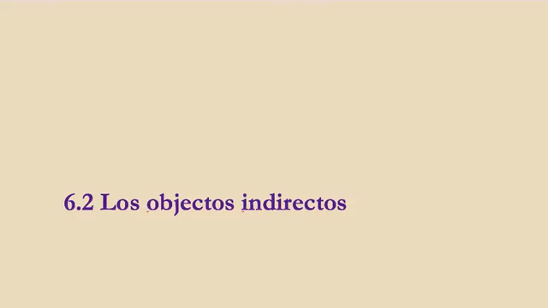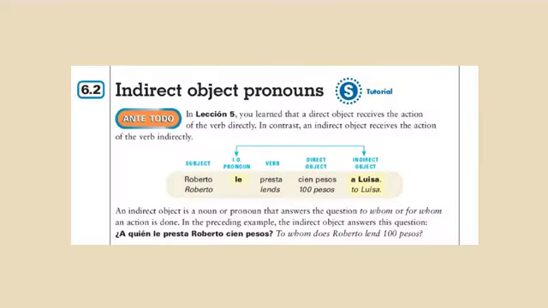Look at section 6.2, los objetos indirectos. In Lección 5, you learn that the direct object of a sentence receives the action of the verb directly. In contrast, an indirect object receives the action of the verb indirectly. So if we look at the following sentence, Robert lends 100 pesos to Luisa.